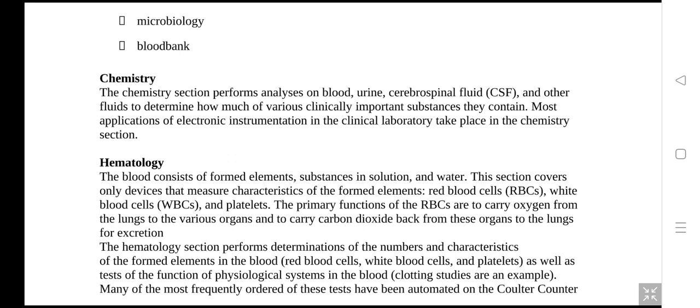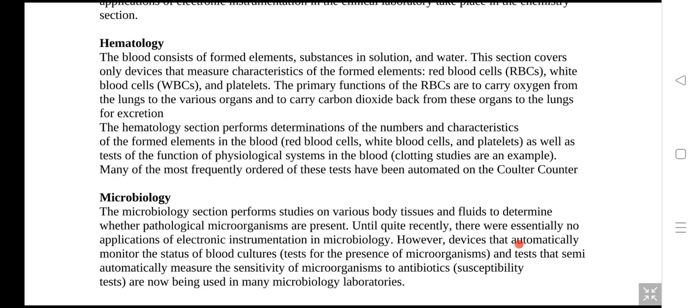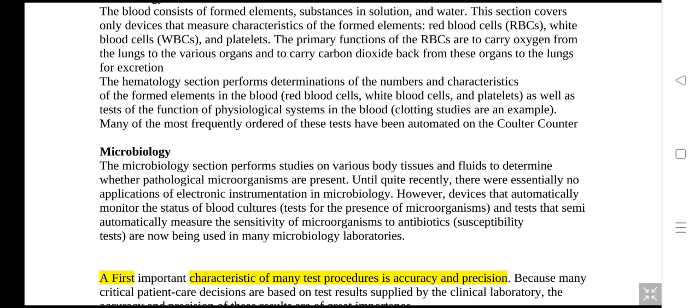Blood consists of formed elements, substances in the solution, and water. The hematology section covers only devices that measure characteristics of formed elements like red blood cells, white blood cells, platelets, among others. So you can move on. It is microbiology there. Microbiology is about examining various blood, tissues and fluids to determine whether pathological microorganisms are present.